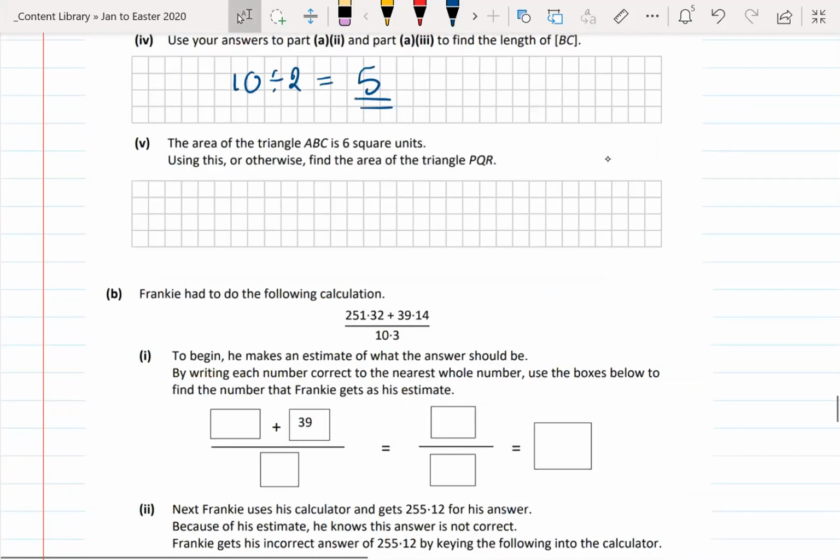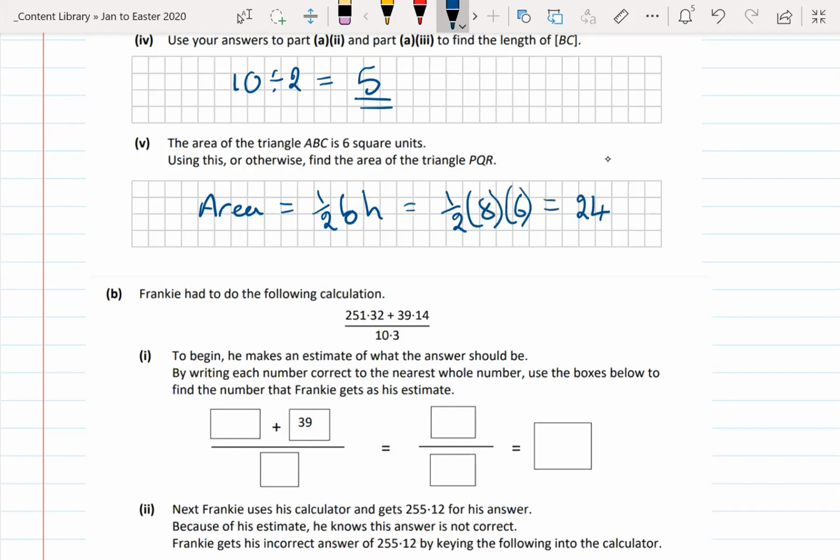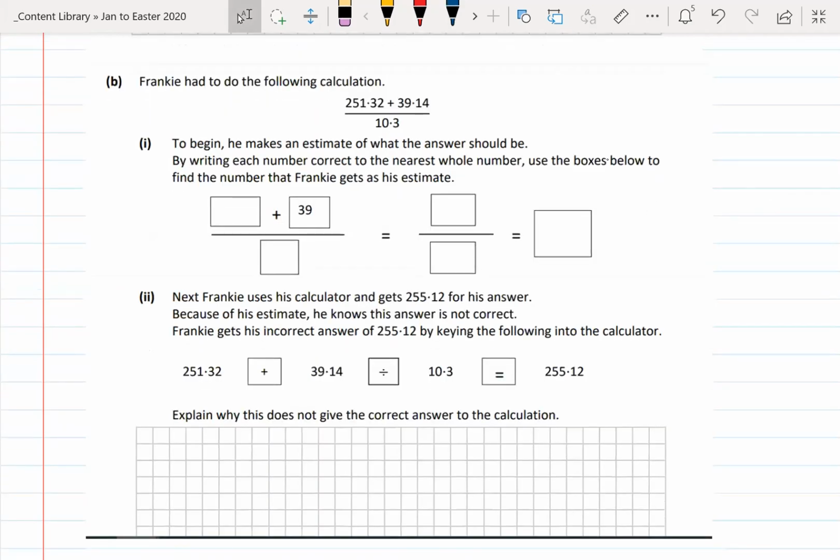So area is equal to a half base multiplied by height, which is equal to a half, the base was 8, the height was 6. When you multiply that out, you get 24 units squared. Okay, it's a tricky enough question, that was. Now let's have a look at this next part B.